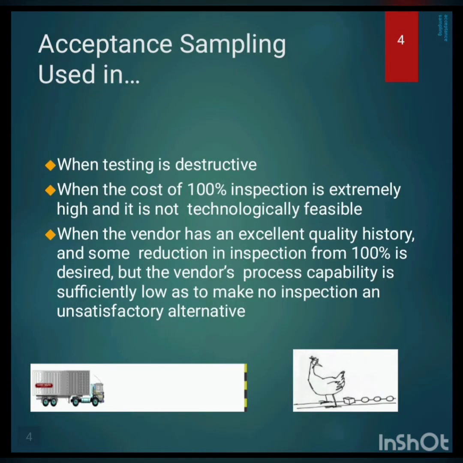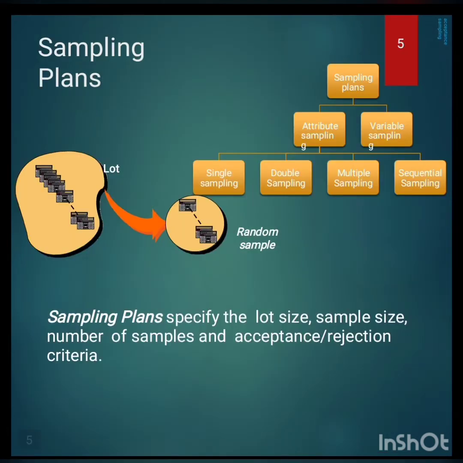In a manufacturing unit, consider the following situations: if a quality checker is using destructive testing methods, the product will get damaged. The cost of inspection will also be high, so it is not technologically feasible. And the vendor's low quality process is also a reason. In such scenarios, we use the acceptance sampling method.